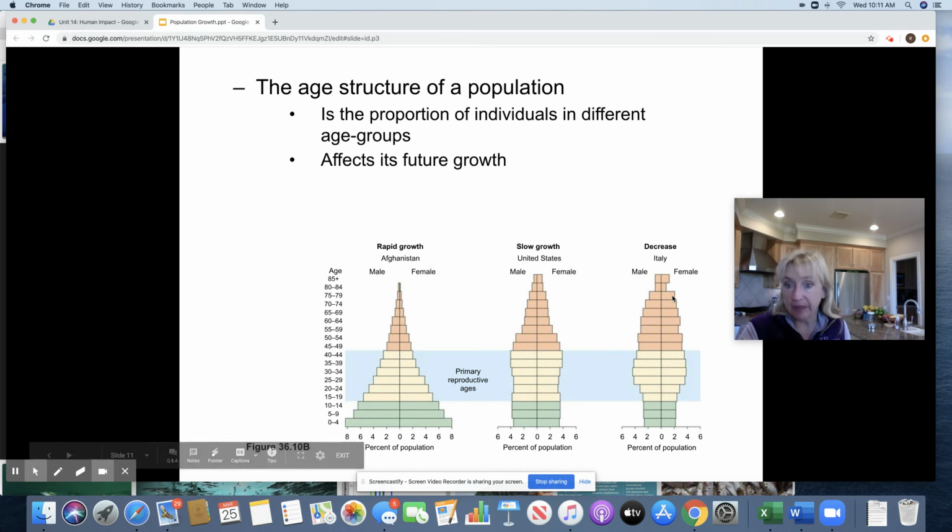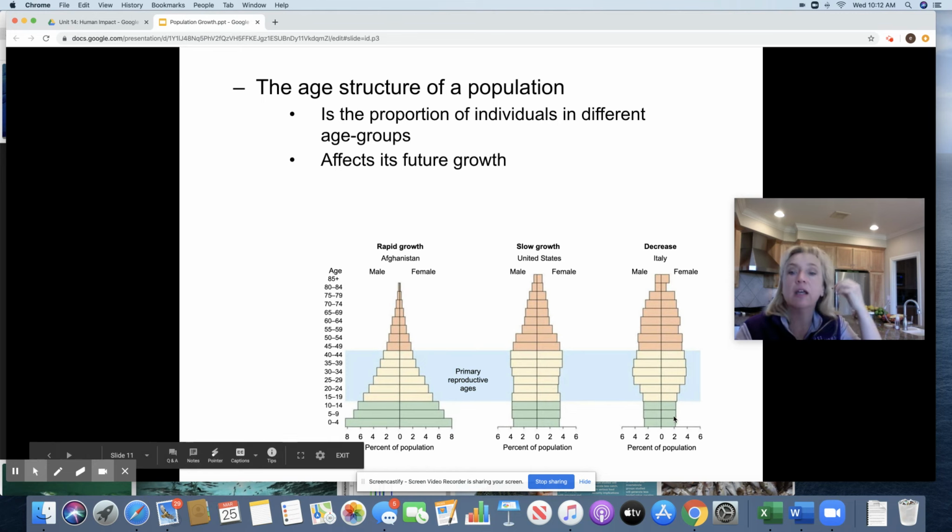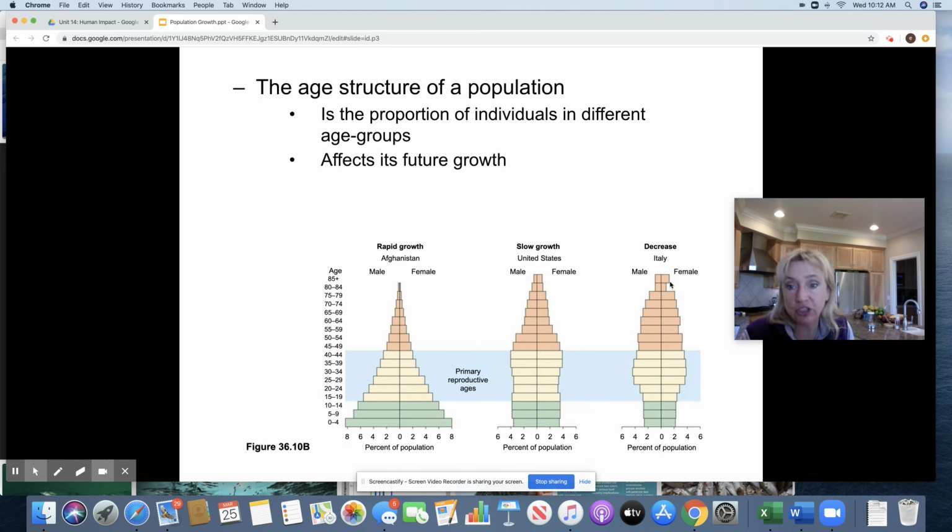Well, one that's, again, interesting to all of us this year is Italy's demographics. Notice they had a large older population, not a lot of young people. And of course, coronavirus is hitting the old people really hard. This is one of the reasons why Italy's getting hit so hard, is there's just a lot of older people in Italy.